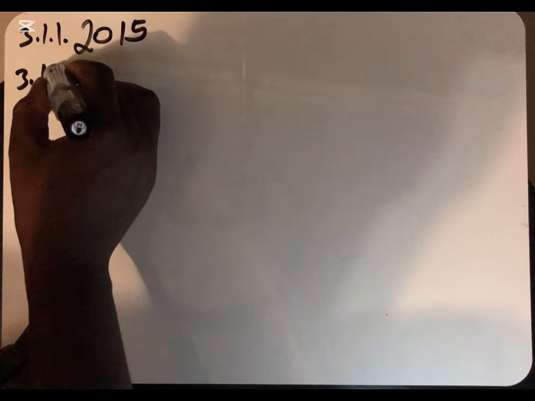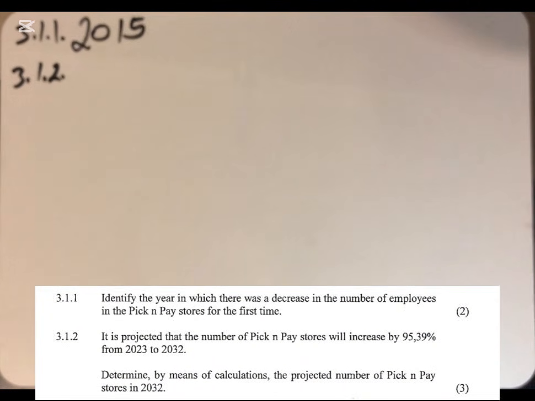And then 3.1.2, it says it is projected that the number of Pick n Pay stores will increase by 95.39% from 2023 to 2032. Determine by means of calculation the projected number of Pick n Pay stores in 2032. So if you can check here, there is a projection that it will increase by this percentage.